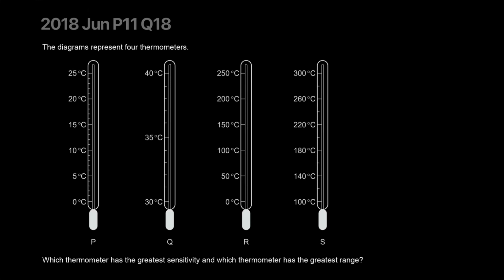We have a diagram that represents 4 thermometers, and we're trying to figure out which has the greatest sensitivity and which has the greatest range. So the greatest range would be a thermometer where the difference between the largest point and the smallest point is the most. So this has a range of 25 centimeter cube. Why not? Let's go with centimeter cube. Okay, this has a range of 10 centimeter cube. That's the difference of 40 and 30.